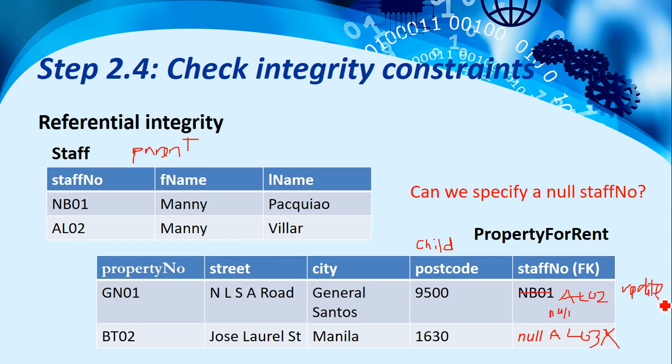In the case where we're going to update the foreign key of our child entity, the property for rent, it's the same case as case 1. So either you make the value null, or the staff number you're changing it to should be existing here in our staff relation table.